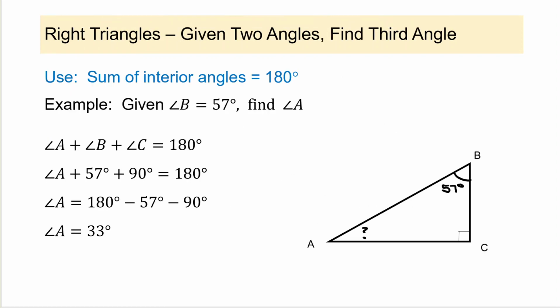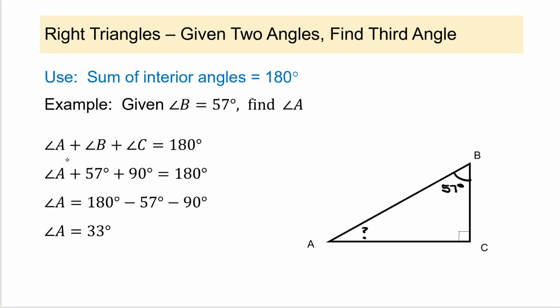So let's do some examples. If we're given two angles and we want to find the third angle, we're going to use the concept of the sum of the interior angles equals 180 degrees. So in this example, we know that angle B is 57 degrees. Angle C is our right angle, so that's 90 degrees. And we want to find angle A.